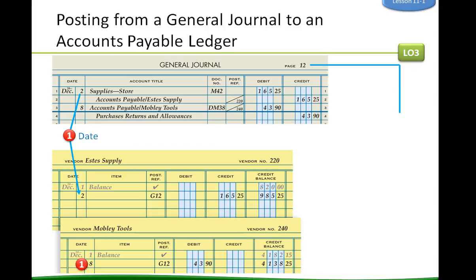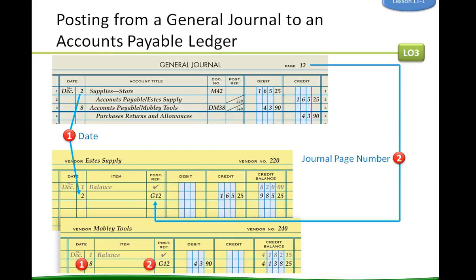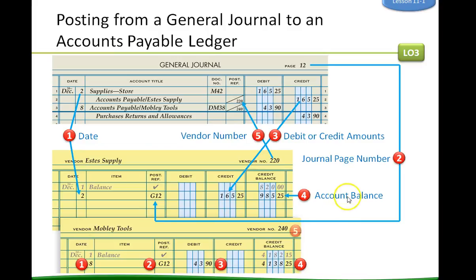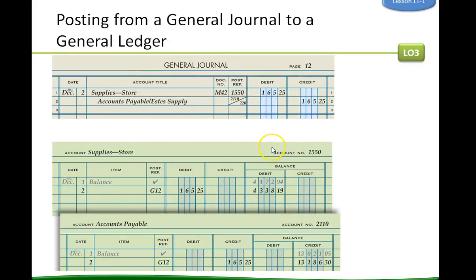So we have the dates, journal page number, so it's general journal, so G12 goes right here. The debit, and then an account balance, so it's a credit, so our credit balance increases, add those together. Same thing down here, general journal, page 12, this is a debit, so you're going to subtract there. And then we put the vendor numbers back up high.